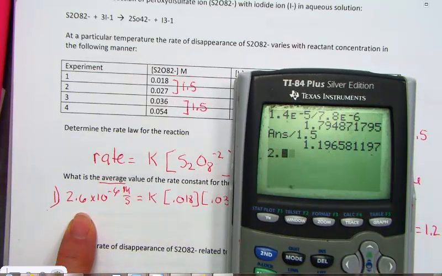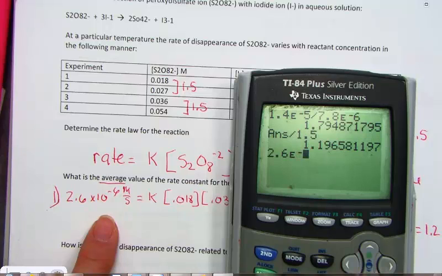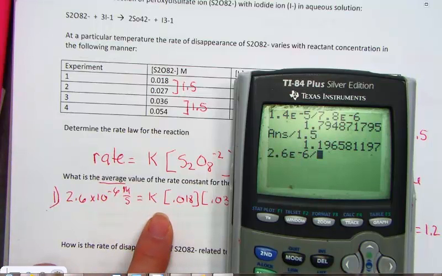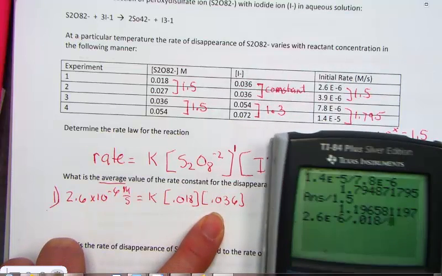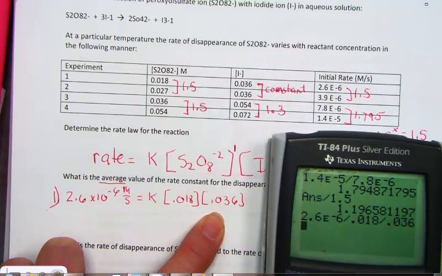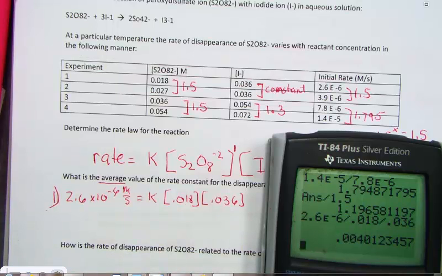Solving for K, we get 2.6 e negative 6 divided by 0.018 divided by 0.036. And we get a value of 0.004.